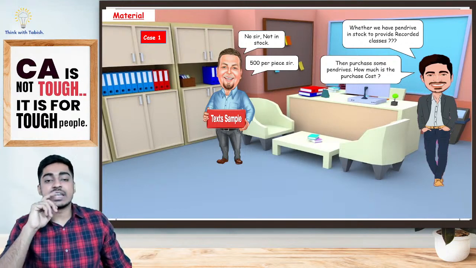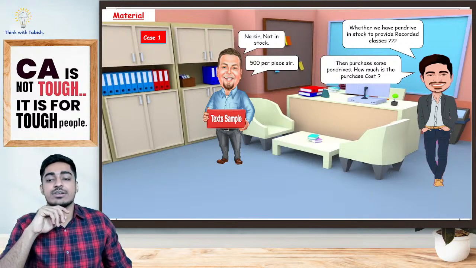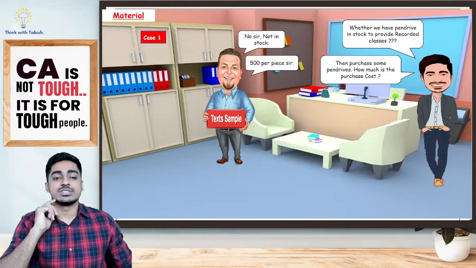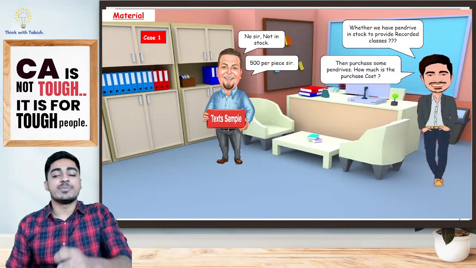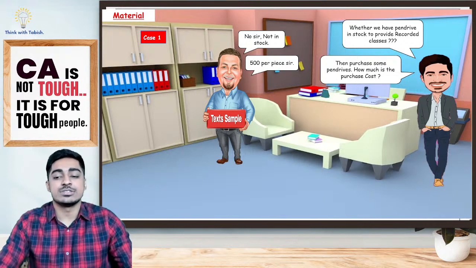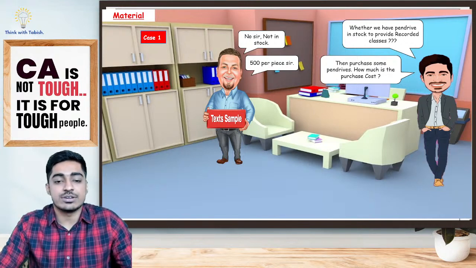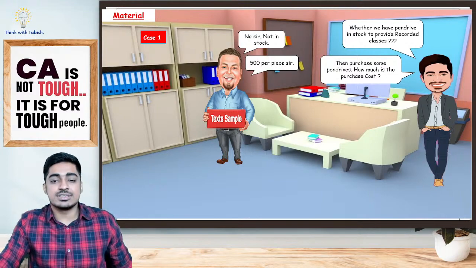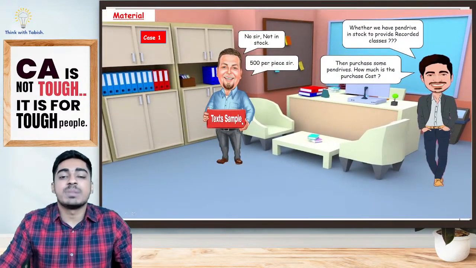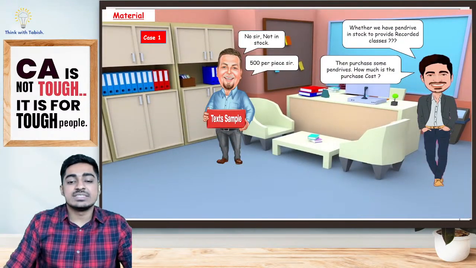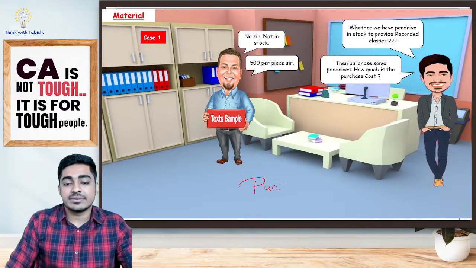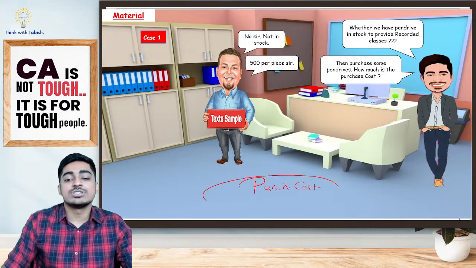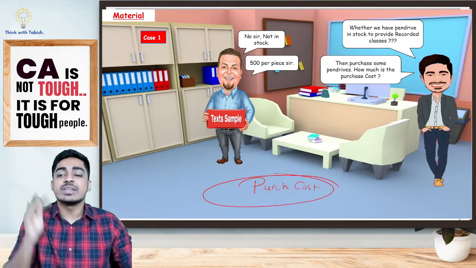So how much is the relevant cost, students? What is the relevant cost here? I purchase one pen drive, I have to pay 500 rupees. How much is the relevant, students? Tell me, what is the relevant cost? 500 is the relevant cost, yes or no? So if goods are not in stock, I have to purchase them. So my purchase cost will be relevant. If goods are not in stock, I'll purchase. So whatever amount I'll pay for purchase, that will be relevant.